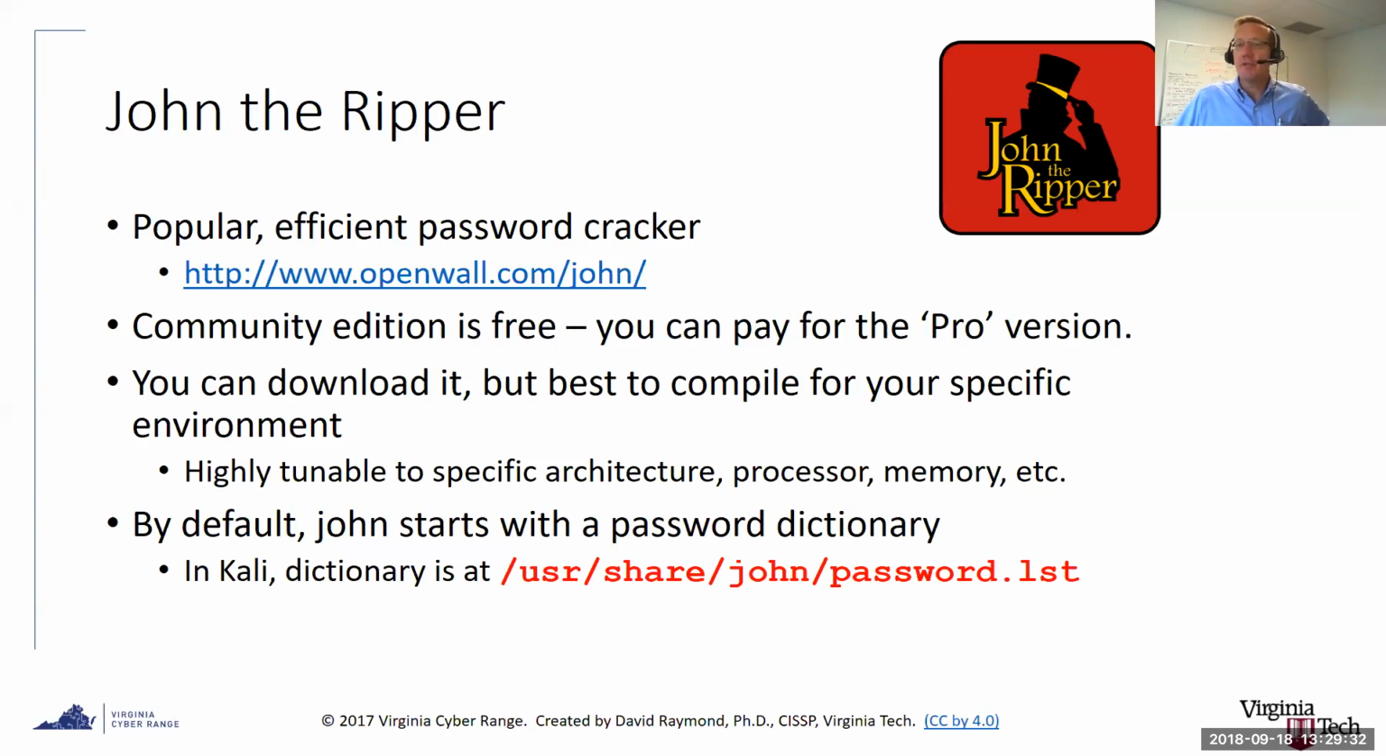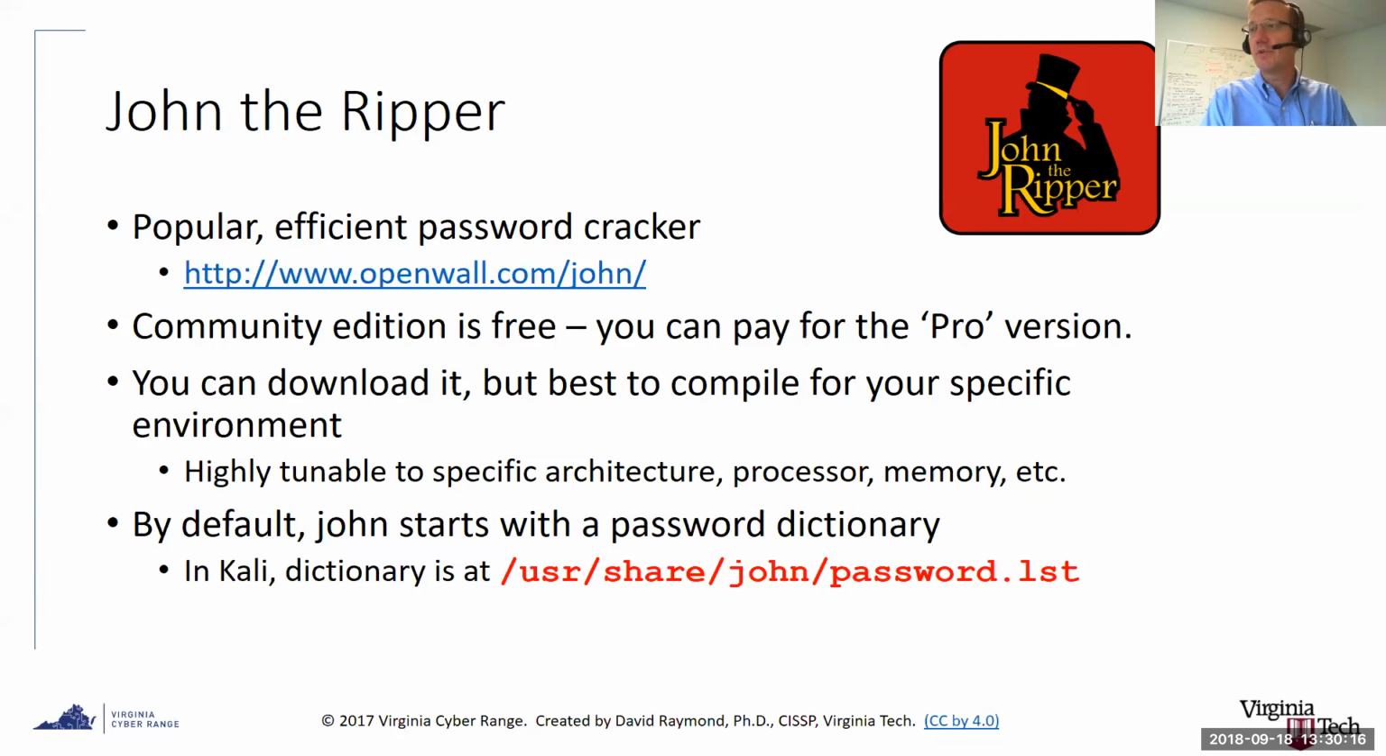It's highly tunable, so you can tune it to the specific architecture of the computer that you're going to use to do the password cracking, and then compile it yourself. What tuning does is it makes it so you can crack more passwords quicker. You can hash more values quicker, and that gets you further down the list of potentially bad passwords. So tuning is all about making it more efficient. By default, John starts with a password dictionary, and that password dictionary is stored in /usr/share/john/password.lst, and we'll take a look at that in just a second.